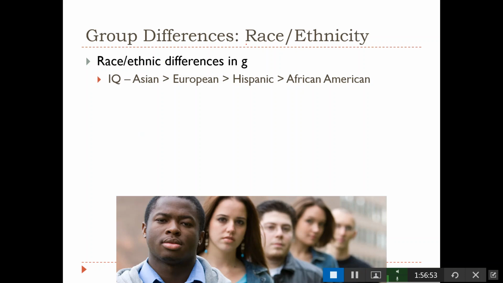Now let's talk about group differences in terms of race and ethnicity. Okay. And again, people run away with this kind of stuff and it's annoying because they don't understand the science behind it. So generally speaking, when you do measure people in intelligences, Asian individuals tend to score higher compared to Europeans. European white individuals tend to score higher than Hispanic, who then score higher than African Americans, okay?